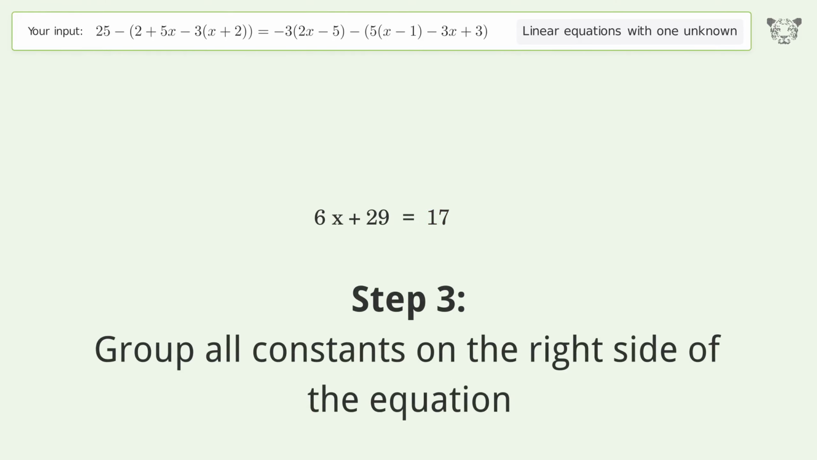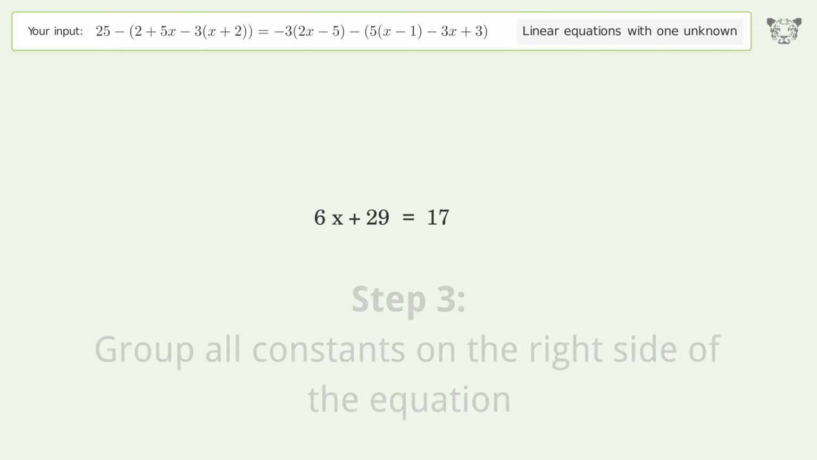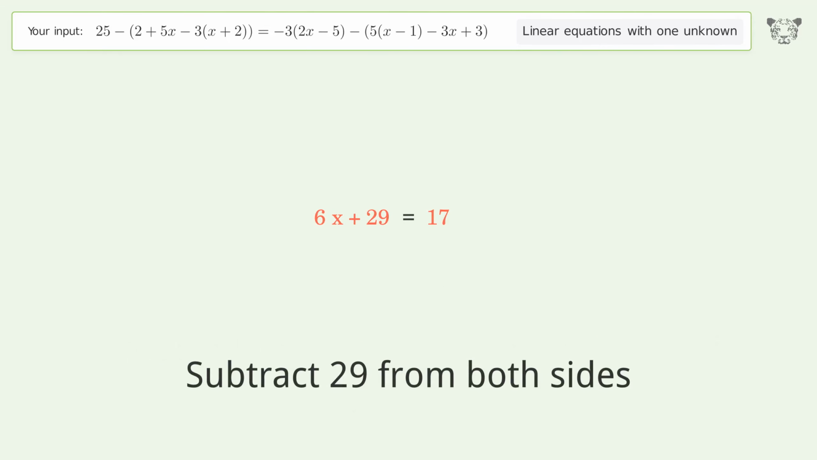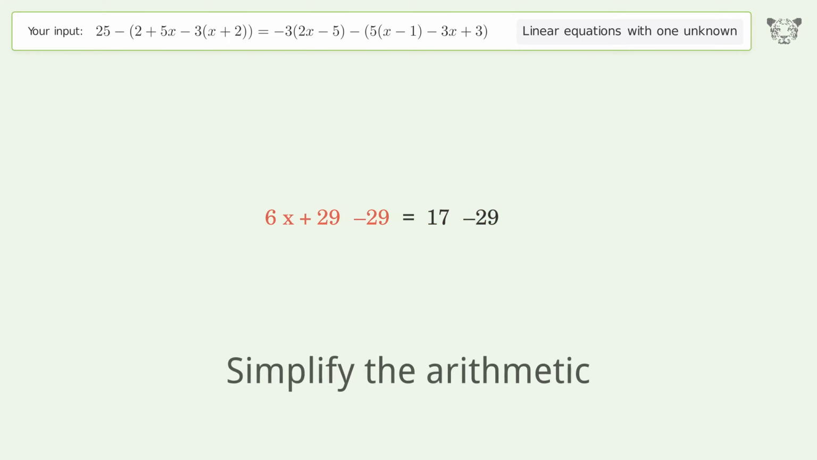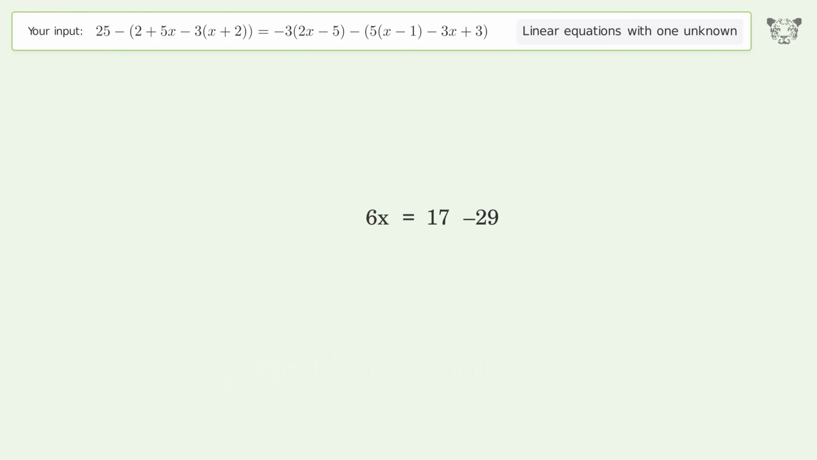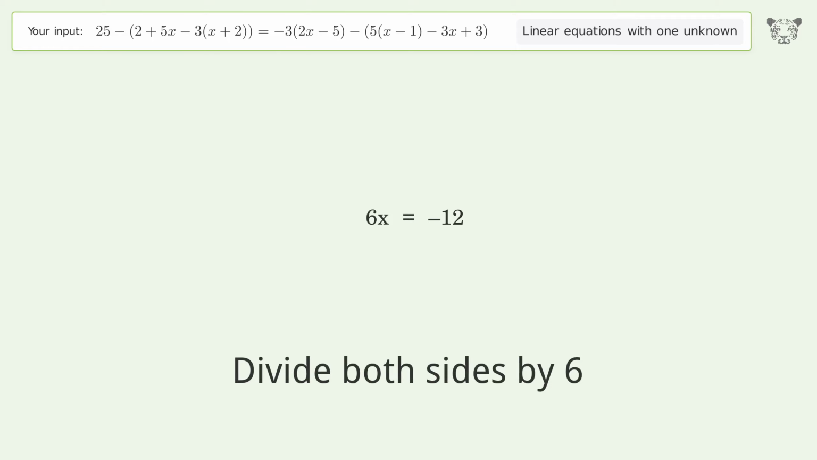Group all constants on the right side of the equation. Subtract 29 from both sides. Simplify the arithmetic. Isolate the x. Divide both sides by 6.